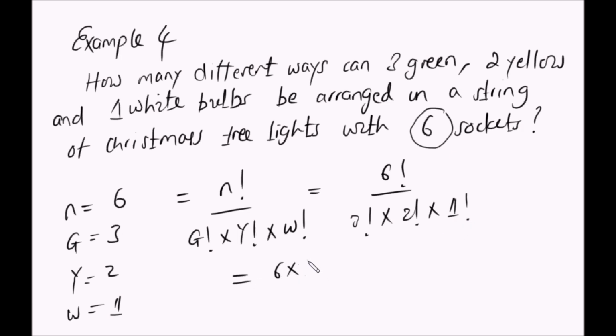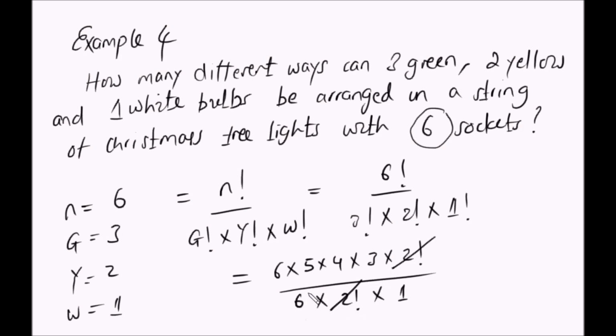Kwa 6 factorial ni 6 times 5 times 4 times 3 factorial over 3 factorial, ni 6 times 2 factorial, 1 factorial ni 1. Kwa 2 factorial na 2 factorial kwa heri, 6 na 6 kwa heri. 5 times 4 times 3 tunapata ngapi? 120. So how many ways? Jibu ni 120 ways. So this is the principle of permutation.